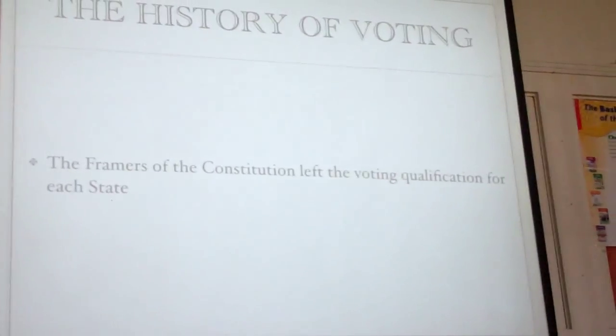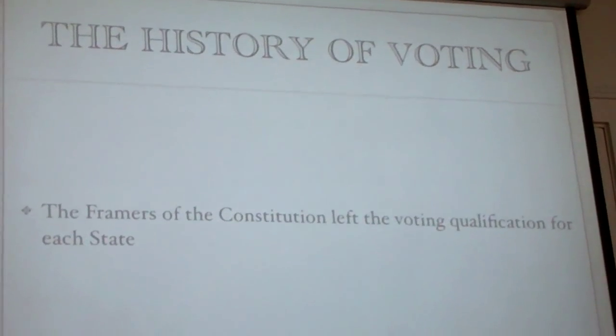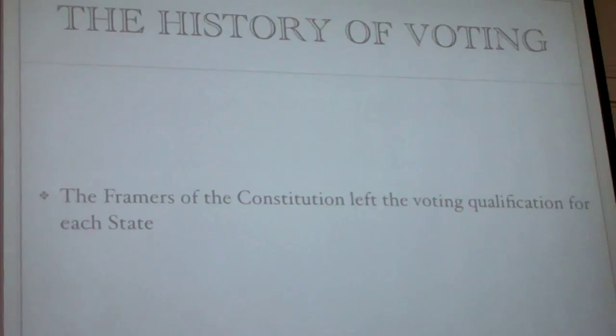Chapter 6, Section 1, the right to vote. History of voting. The framers of the Constitution left the voting qualifications to each state.